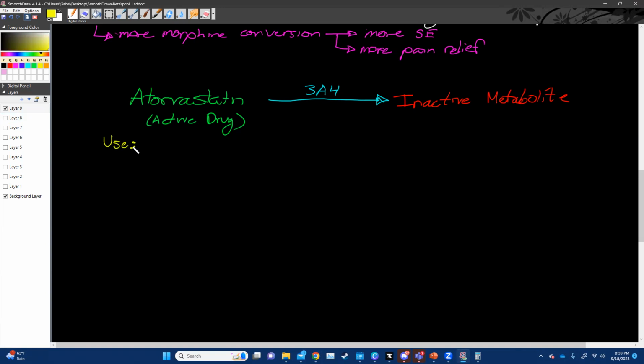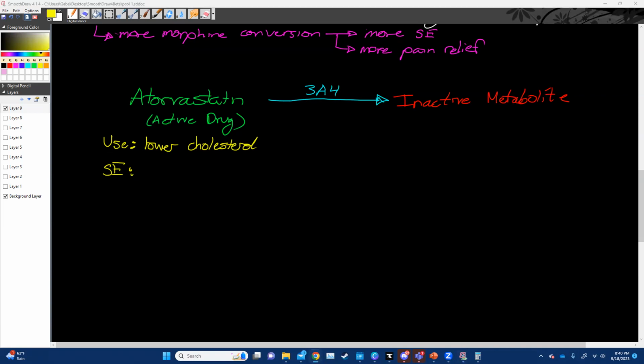Atorvastatin, does anyone know what atorvastatin is used for? Anybody remember from Thera last year? It is cholesterol. Very nice. It's used to lower cholesterol. And does anyone know some of the side effects of atorvastatin? Or the big one, what's the one we always watch out for? Edema, not a bad idea. Does it have something to do with weight? No, not weight.